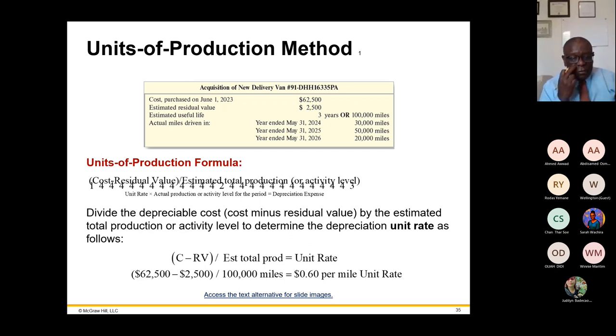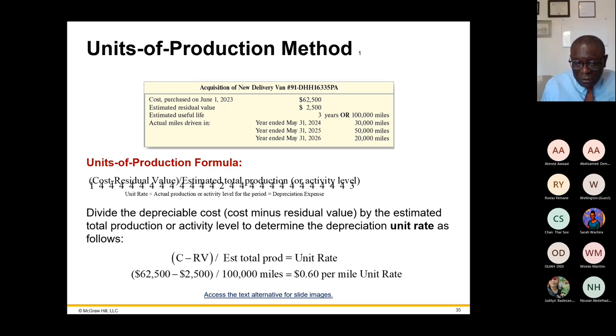2,500. Who can tell us what we have been able to arrive at here? The residual value. Very, very good. You can see when we subtract the accumulated depreciation, we arrive at the residual value, and the residual value was 2,500. So at this point, we are thinking of now replacing this van.